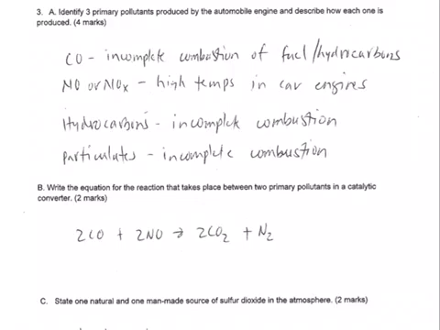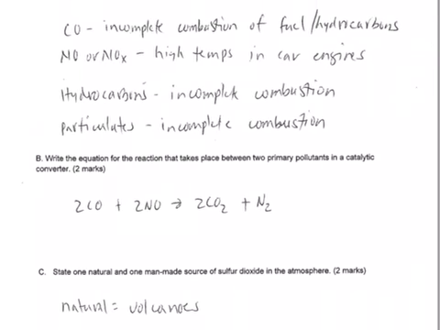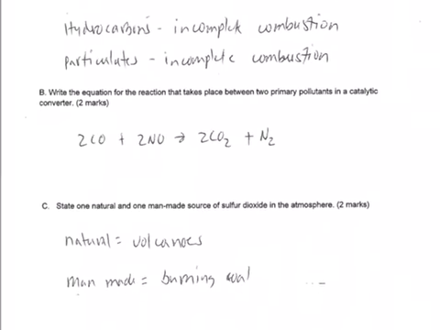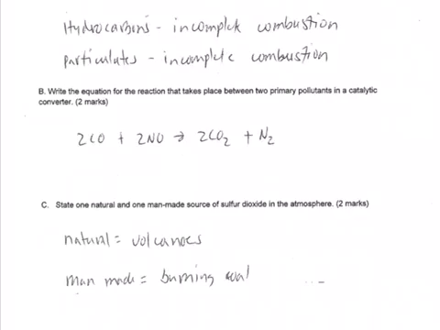Either the hydrocarbon doesn't combust at all, it combusts incompletely to form CO instead of CO2, or it's really short on oxygen and it forms carbon or other particulates that get into the air. B, write the reaction that takes place between 2 primary pollutants in a catalytic converter. This would be CO, carbon monoxide, and NO, nitrous oxide, and it forms CO2 and N2.